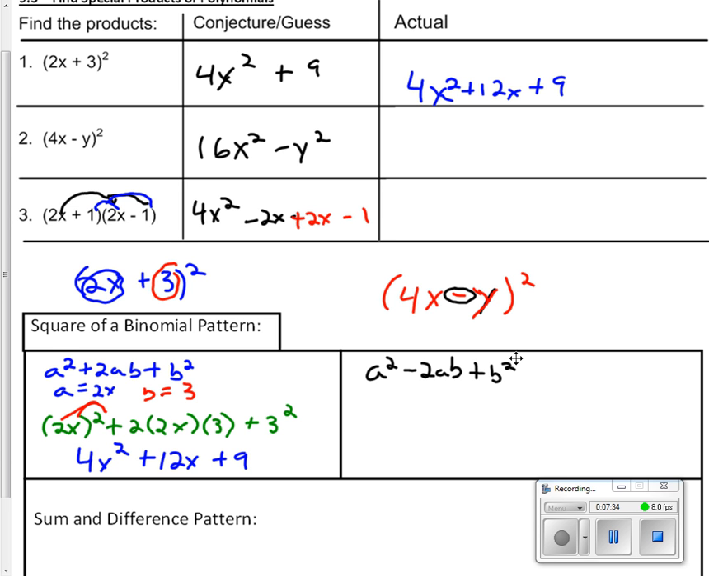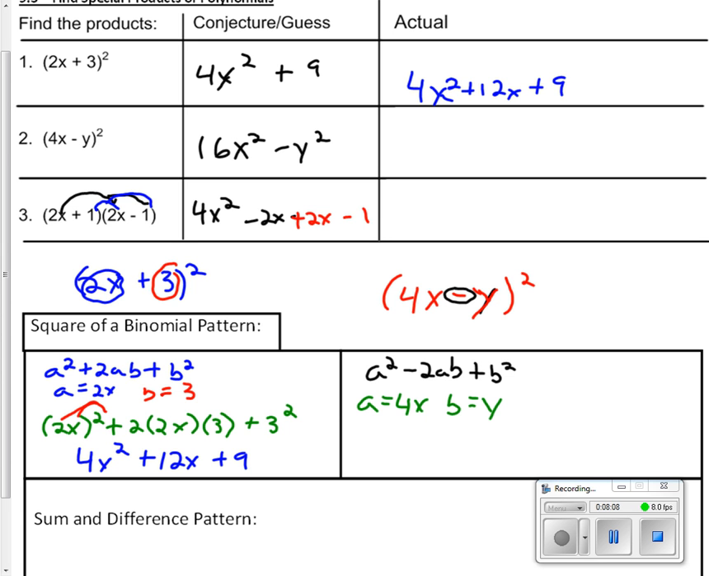And when you do this now, when you find a and b, you cannot use that minus or that negative number. What I mean by that, when I go through the process here, a is going to equal my 4x, just very similar to before, but b now is not negative y. b equals positive y. So a and b are just kind of in locations, so don't let that plus and minus confuse you on that.